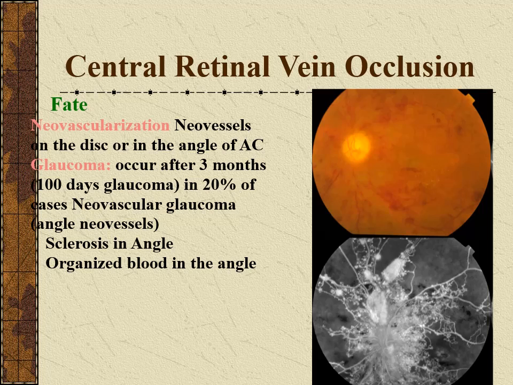Neovascular glaucoma is one of the severest complications that can lead to complete loss of vision in patients suffering from central retinal vein occlusion. It usually will develop within 3 months after the occlusion, so it's called 100-day glaucoma. And sometimes the vessels can be seen only in the angle of the anterior chamber, not on the surface of the iris.